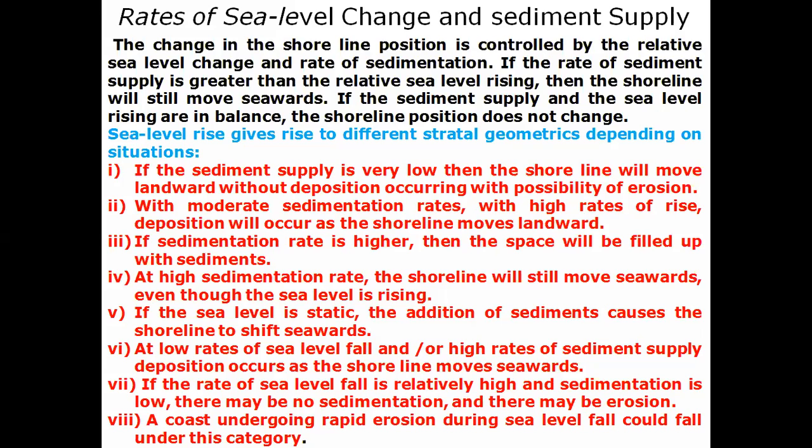At low rates of sea level fall or high rates of sediment supply, deposition occurs as the shoreline moves seawards again. And if the rate of sea level fall is relatively high and sedimentation is low, again there might be some erosion. A coast undergoing rapid erosion during sea level fall could fall under this category. So when sea level is falling very rapidly and sediment supply is not so much, then we may find some erosion in the shoreline.